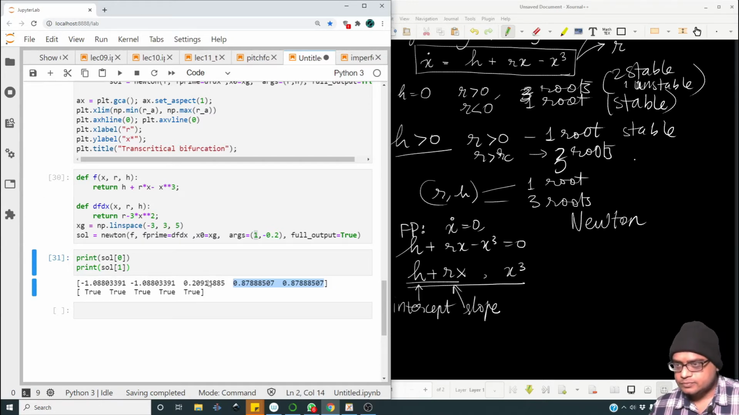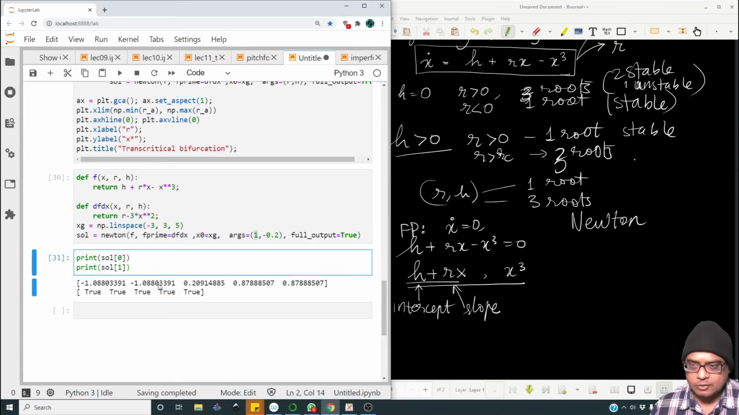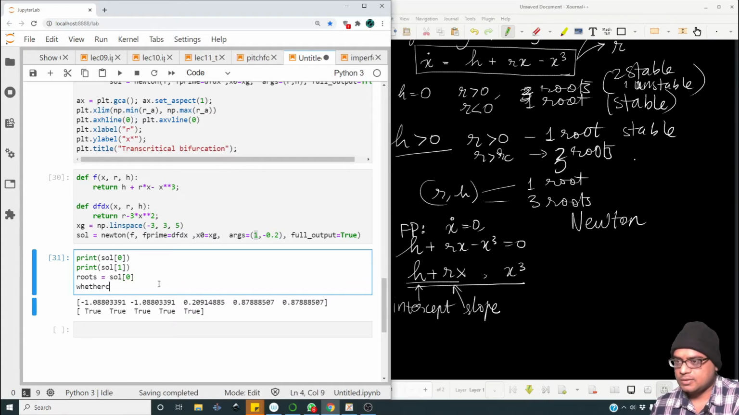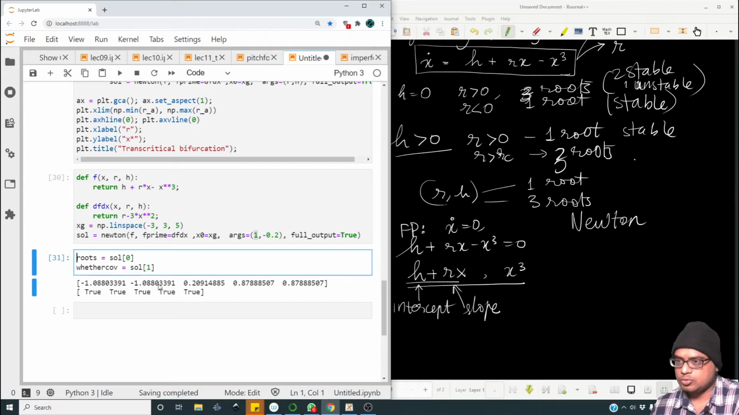Now suppose one of them would be false. In case one of them were to be false, it means that the root it has returned is not truly a root, so we have to discard that root. For extracting the true roots, roots equal to sol 0, and whether converged equal to sol 1. Now these are the two things.